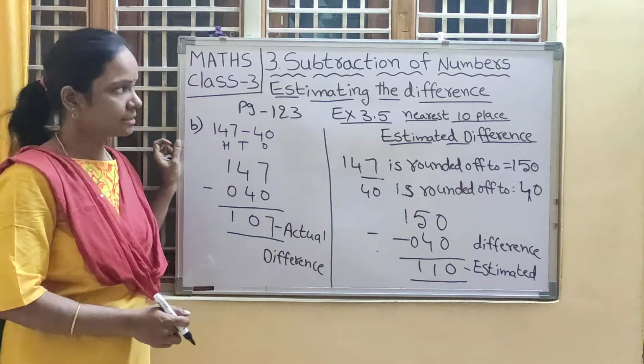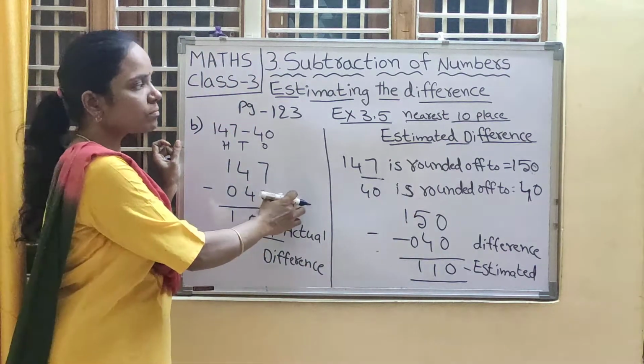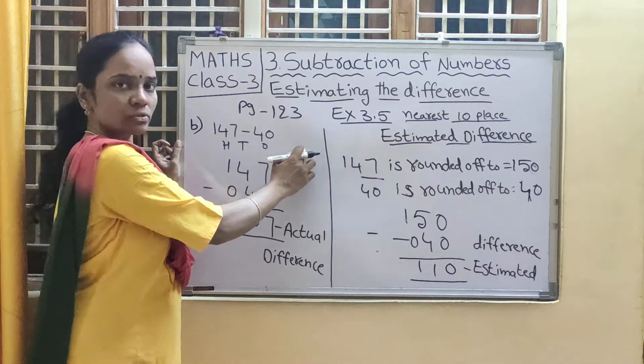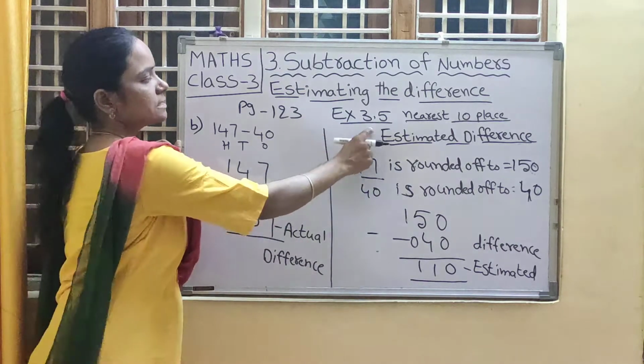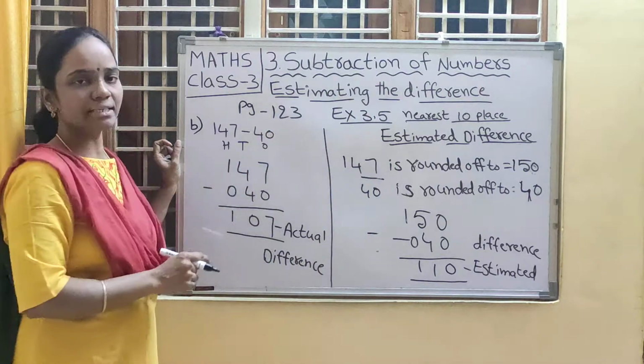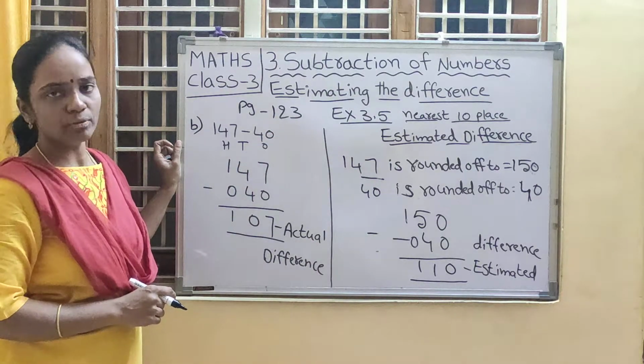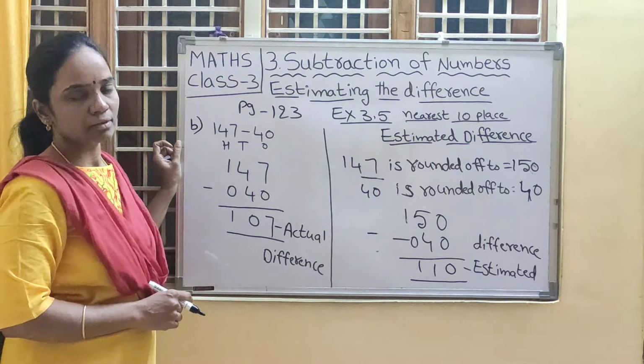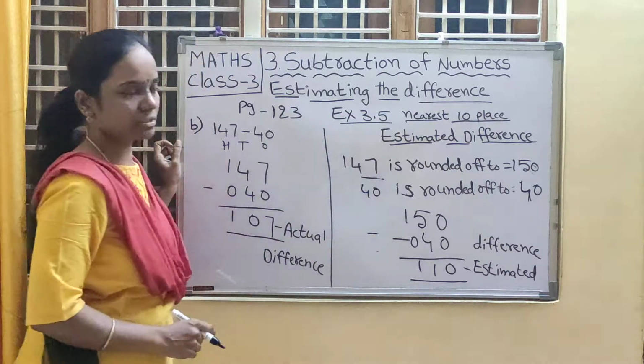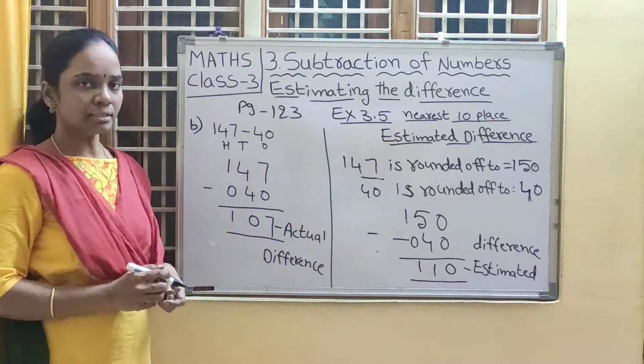Note it down children. You have so many problems. So solve those also, children, from exercise number 3.5, page number 123. Many problems are there. You have to find out the estimated difference. Note it down children. Okay.